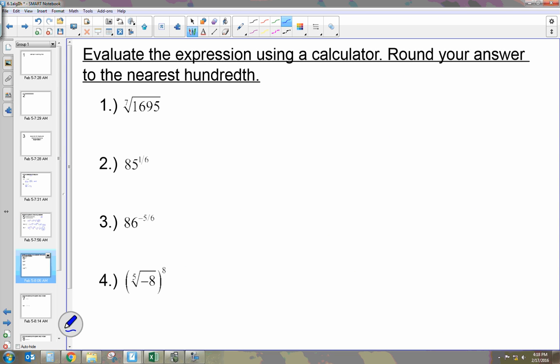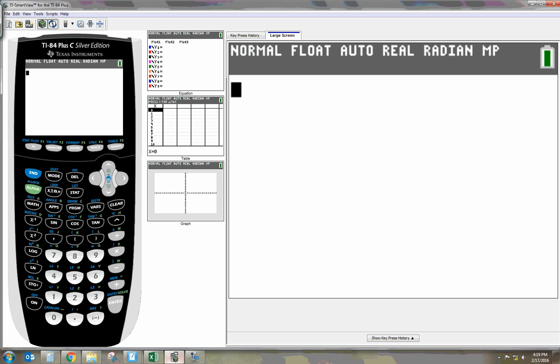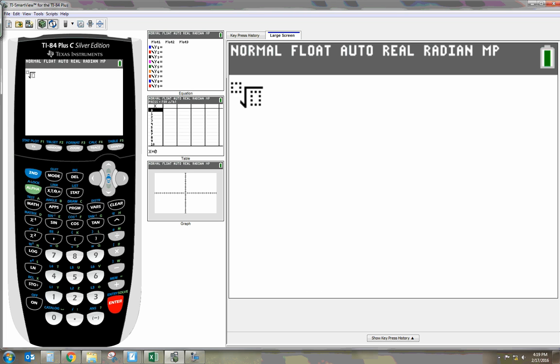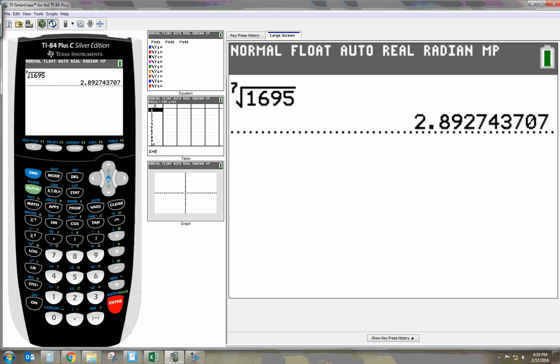It says evaluate the expression using a calculator, round your answer to the nearest hundredth. So we actually can put these into our calculator. So this is the 7th root of 1695. So we go math, and we go down to our root like that, and we do 7 root of 1695. And it's the nearest hundredth, so this is about 2.89.